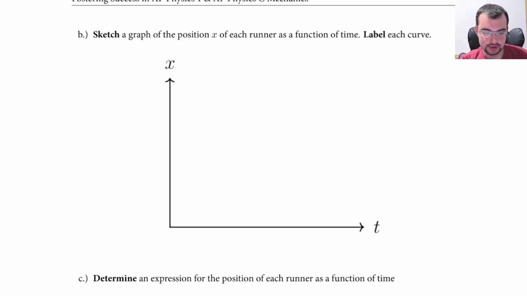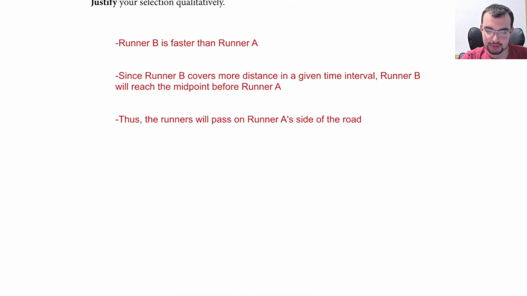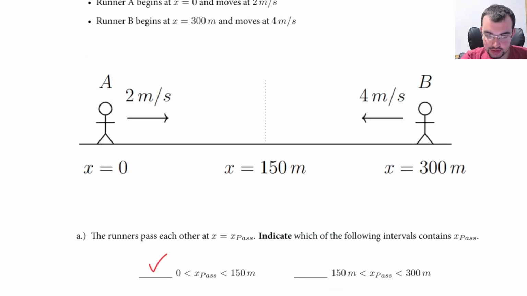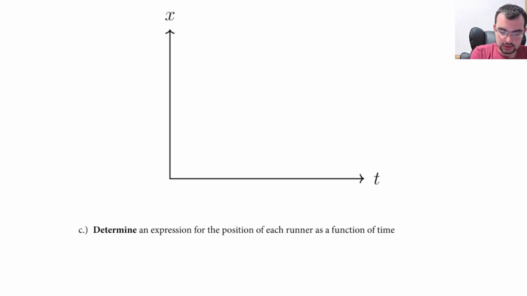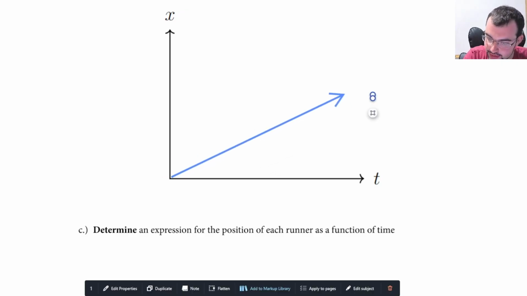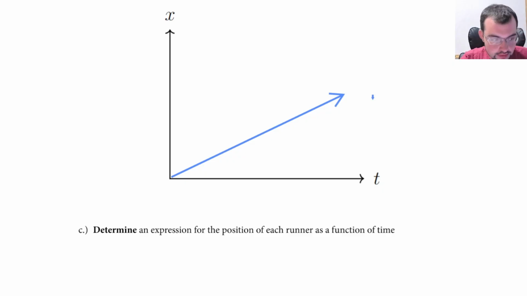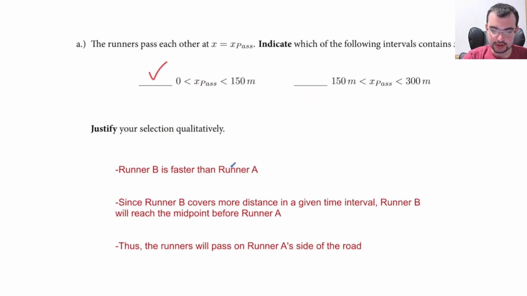There are no grid lines here, meaning we just want a rough shape. You don't have to get anything right. If there are grid lines, we do expect accuracy. So A starts at 0 and moves towards the 300 end. So this would be A. And then B, they don't start at 0, they start at 300.